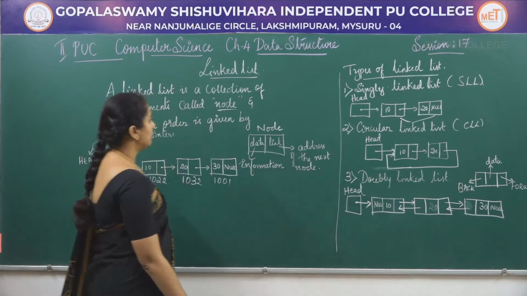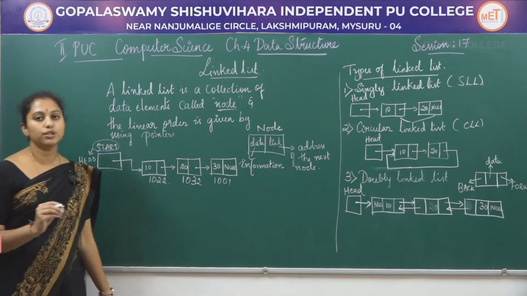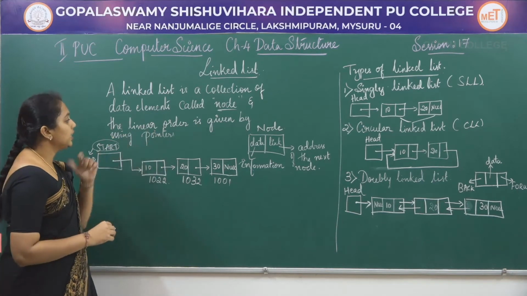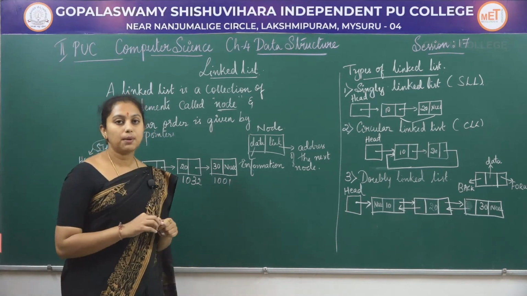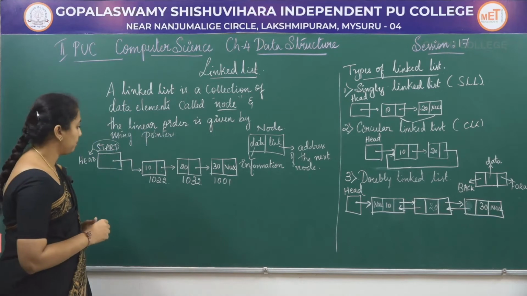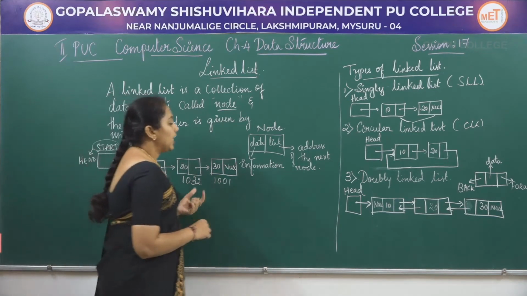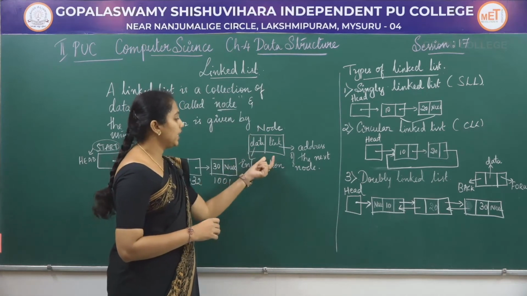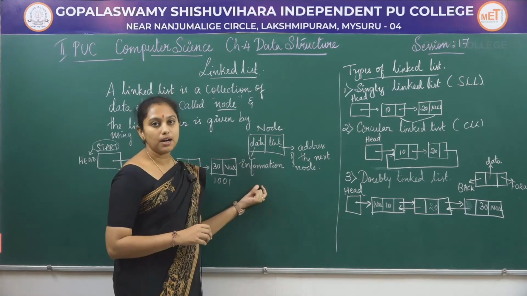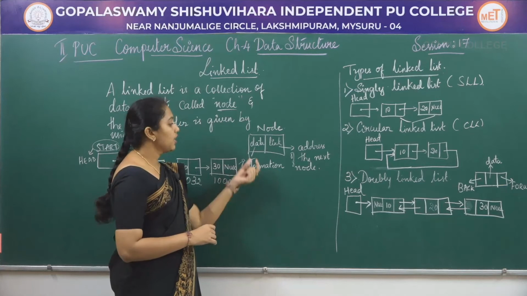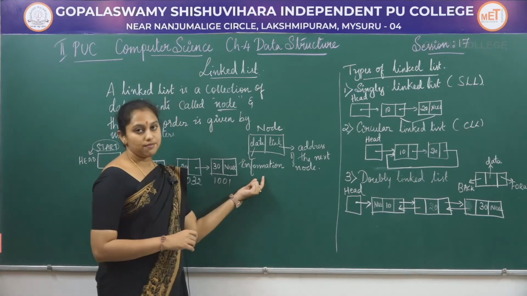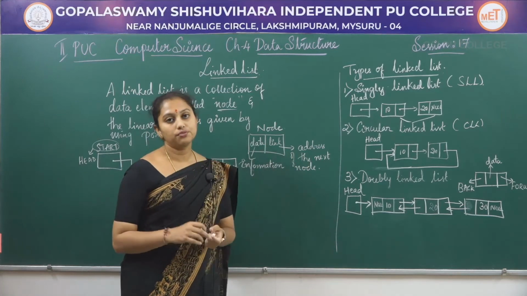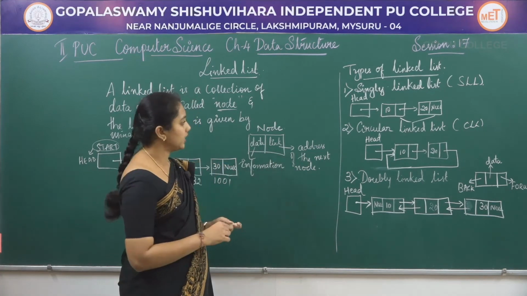So what is a linked list? A linked list is a collection of data items called nodes, and linear order is given by using pointers. So what is a node? A node contains two parts, the data part as well as the link part. The data part contains the information to be stored, and the link part contains the address of the next node in the linked list.